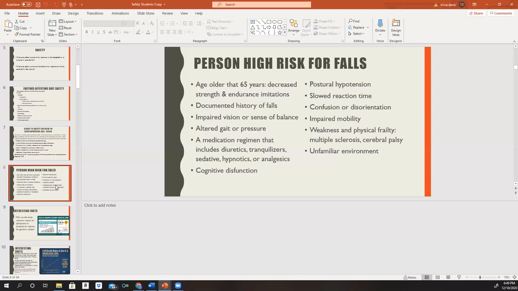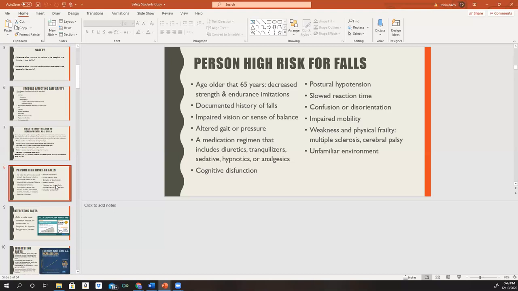We talked a little bit earlier, a couple of lectures back, about postural hypotension, or orthostatic hypotension. So when they're changing position from lying to sitting to standing, if their blood pressure drops, then they can get dizzy and have a fall.